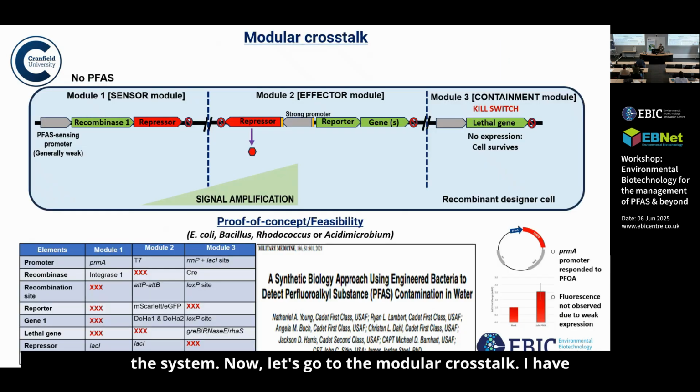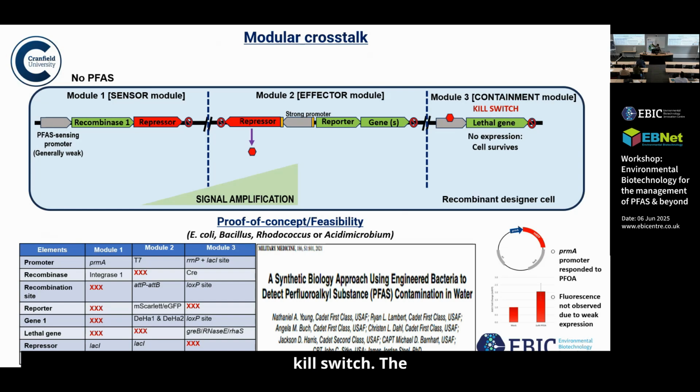Now let's go to the modular crosstalk. I have put in some animation to understand it better. Under normal conditions, there is no PFAS in the system. So the sensor module is in standby mode, and the effector module produces a repressor constitutively, and this repressor goes and binds to module 3, the containment module, and keeps the kill switch silent. The containment module has a lethal gene, which is a kill switch, so it is kept silent under normal conditions.